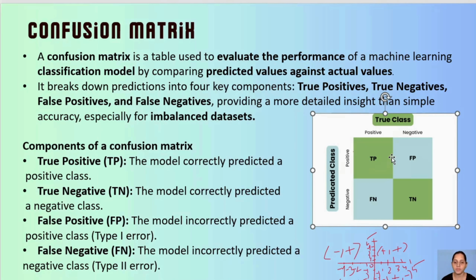Similarly, a false positive means the model incorrectly predicted a positive class. So it's called a type 1 error. Type 1 error. Very important and mostly asked interview questions. These questions are a must in your interview.